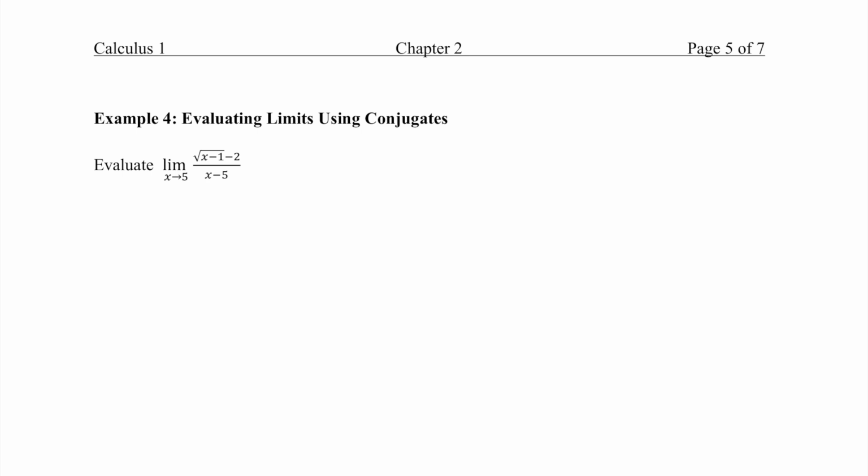Let's look at another technique. Evaluate the limit as x approaches 5 of square root of x minus 1 minus 2, all over x minus 5. First, always try direct substitution. If we plug in 5, we have square root of 5 minus 1 minus 2, all over 5 minus 5.